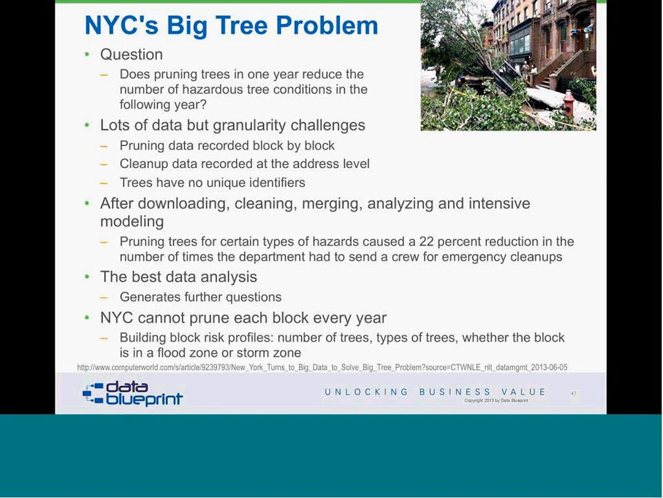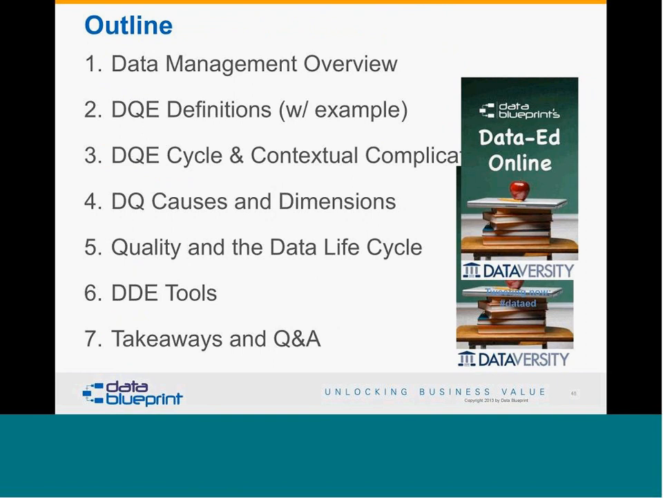Now, the best analysis generates further questions. Since New York can't prune each block every year, that's just an impossibility, they're now working on building what's called a block risk profile, looking at the number of trees, the types of trees, and whether the block is in a flood zone or a storm zone in order to address this. Now, again, here you see examples of data architecture quality, data quality that get down to the value quality. I did find a representation quality in this particular example. Sometimes it's hard to get them all in one, but I hope you found that one useful.